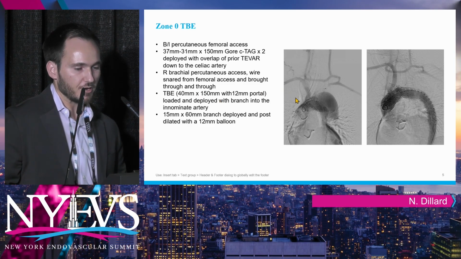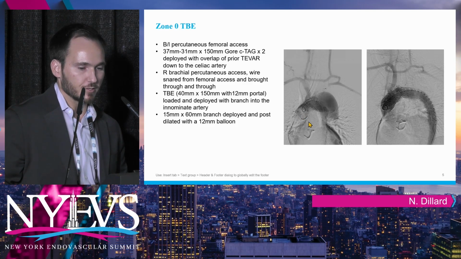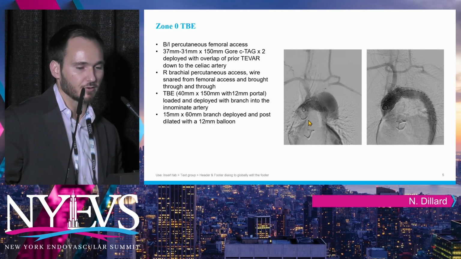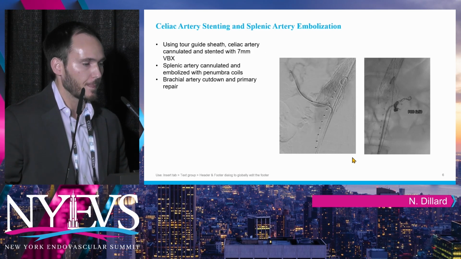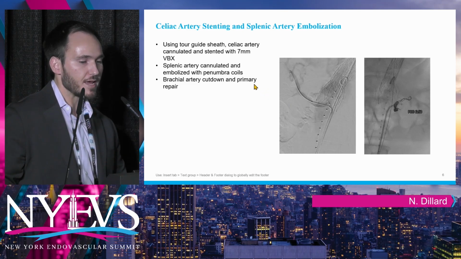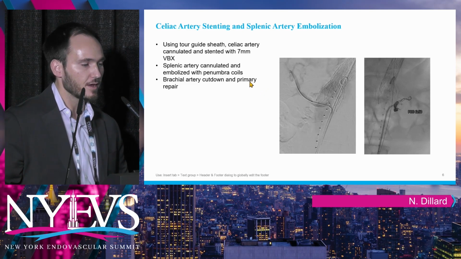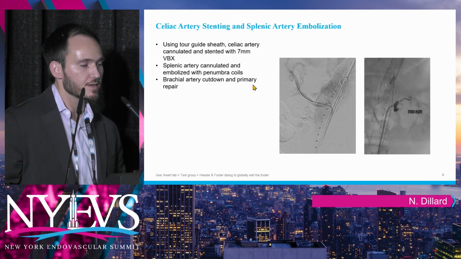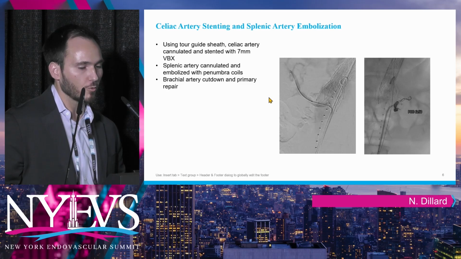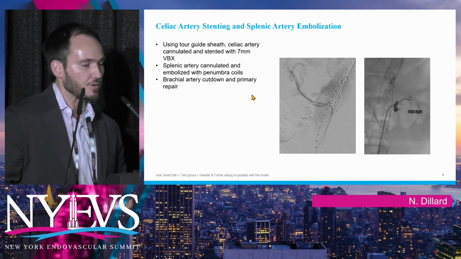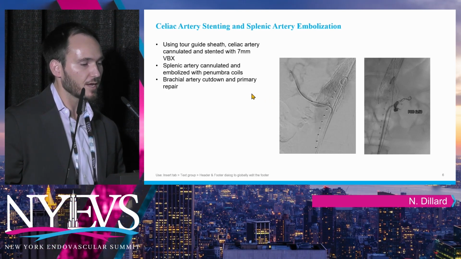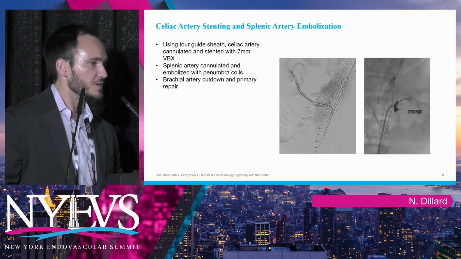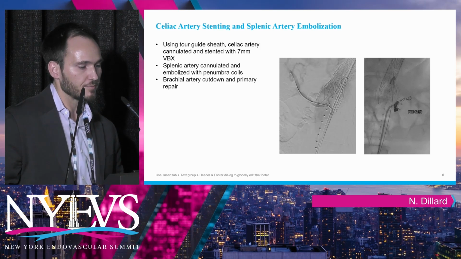Here are the before and after angiographic images. You can see that the right to left carotid subclavian bypass and carotid transposition are widely patent. And so with our next case in mind, the TAMB, at this point we decided to go ahead and cannulate and stent the celiac artery to give us a landmark for the TAMB. We also cannulated and embolized the splenic artery as well to prevent a potential type 2 endoleak in the future.